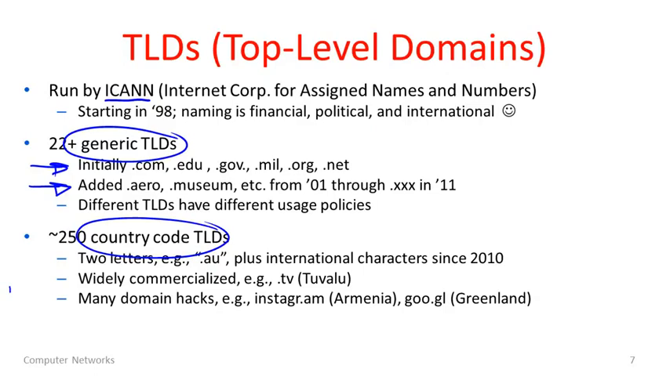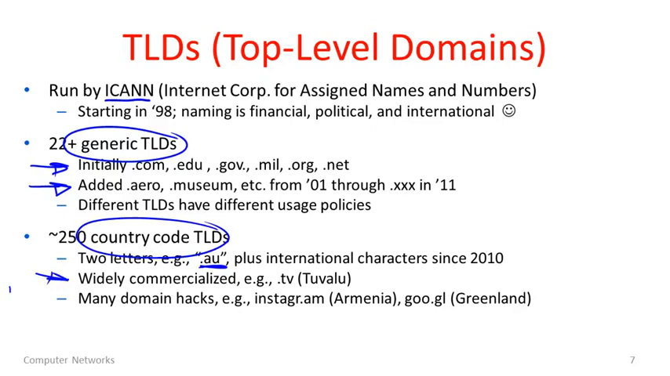So these two-letter country codes might be familiar to you. They're things like AU for Australia and so forth. And recently, starting in 2010, these country codes can also be written using internationalized scripts, Chinese characters, Arabic characters, and so forth. Now, while these TLDs were really intended for country usage, this is why everything in the UK ends with UK, for instance, or in Spain, ES. Many of these country codes have been widely commercialized.